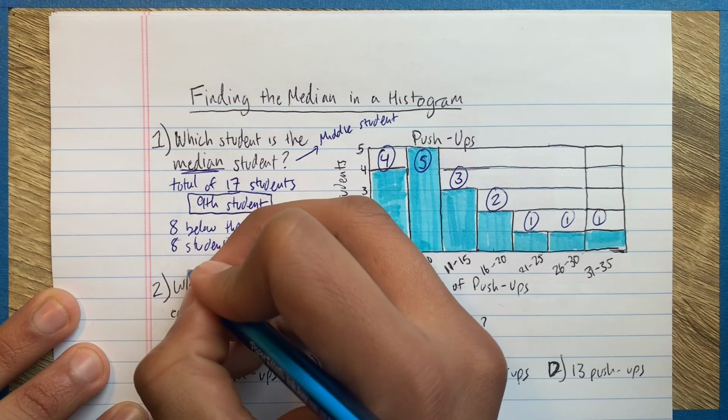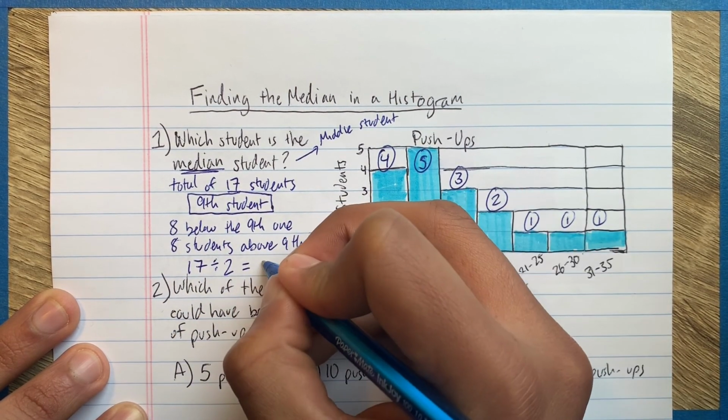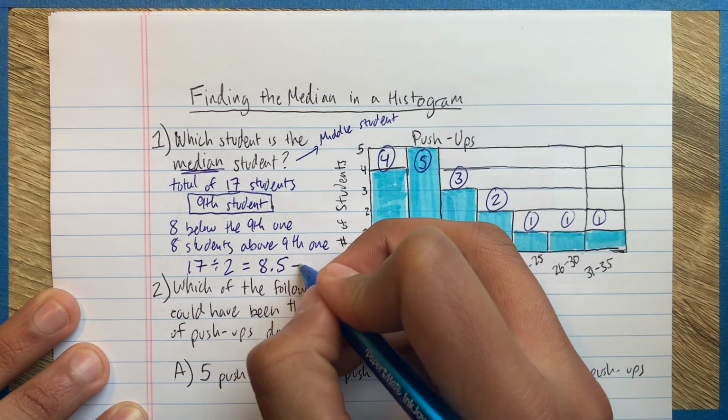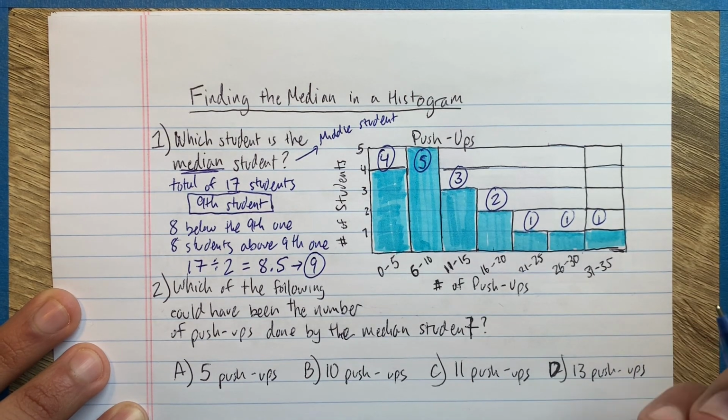Another way I could have done this is just divide 17 by 2. But the issue with that is that I get a decimal. If we do this, we just round 8.5 up to 9. Okay? So that's how we determine which student is the median student.